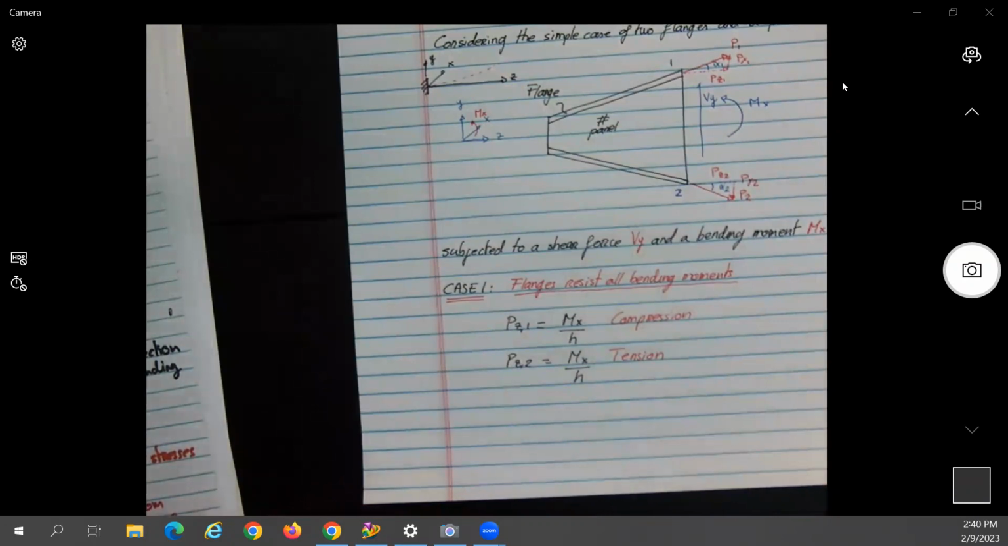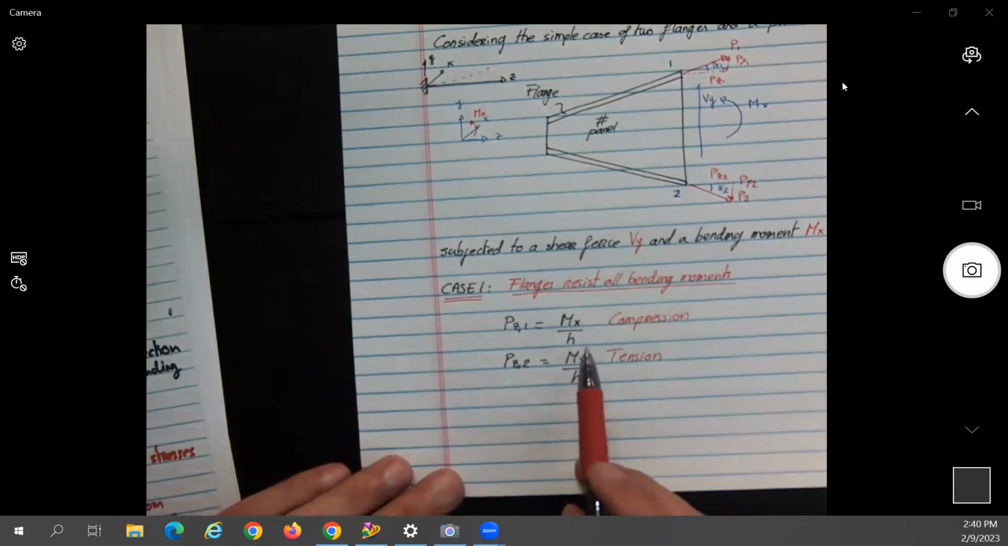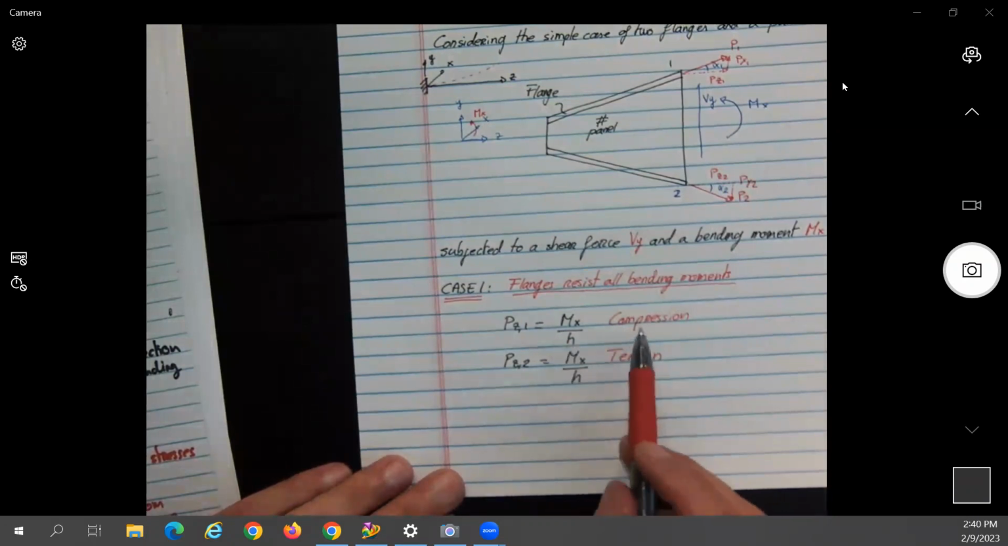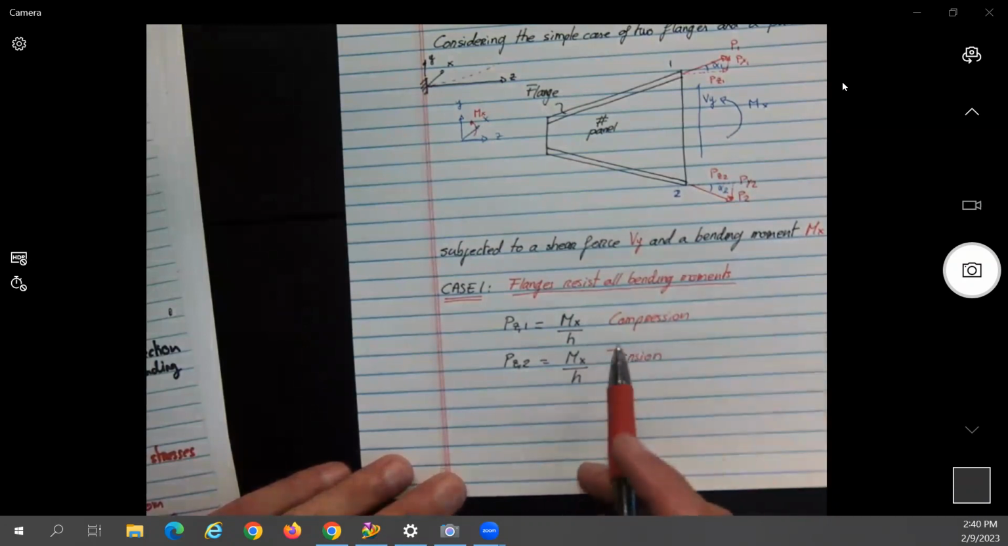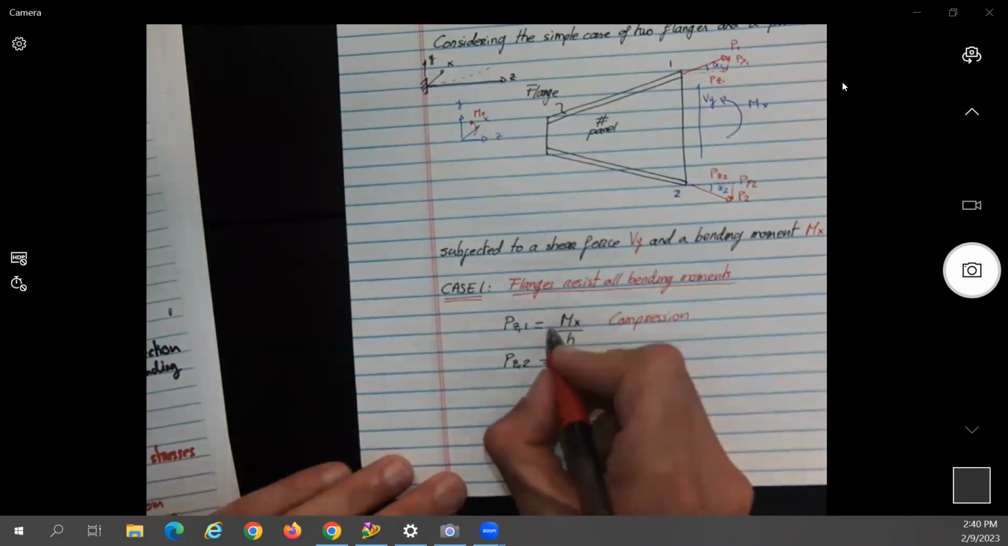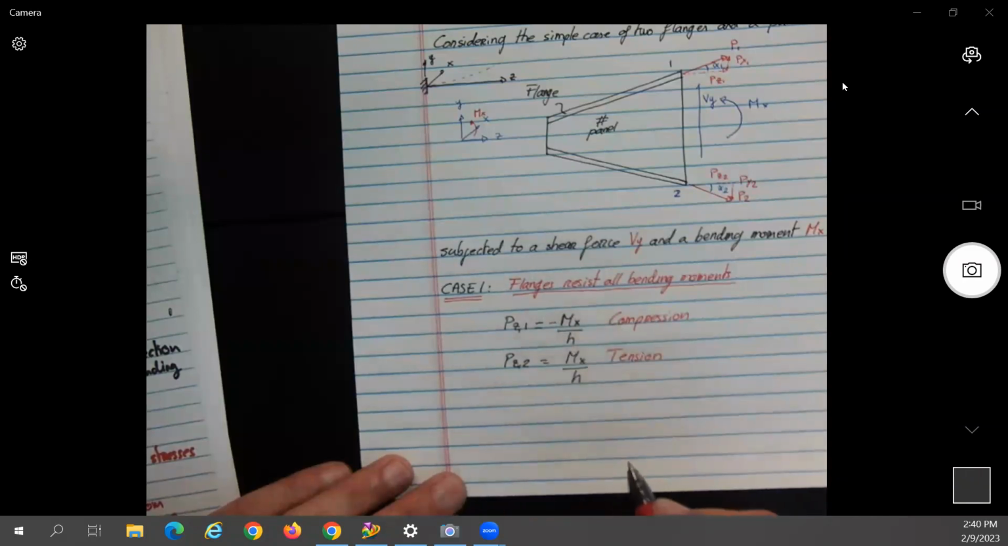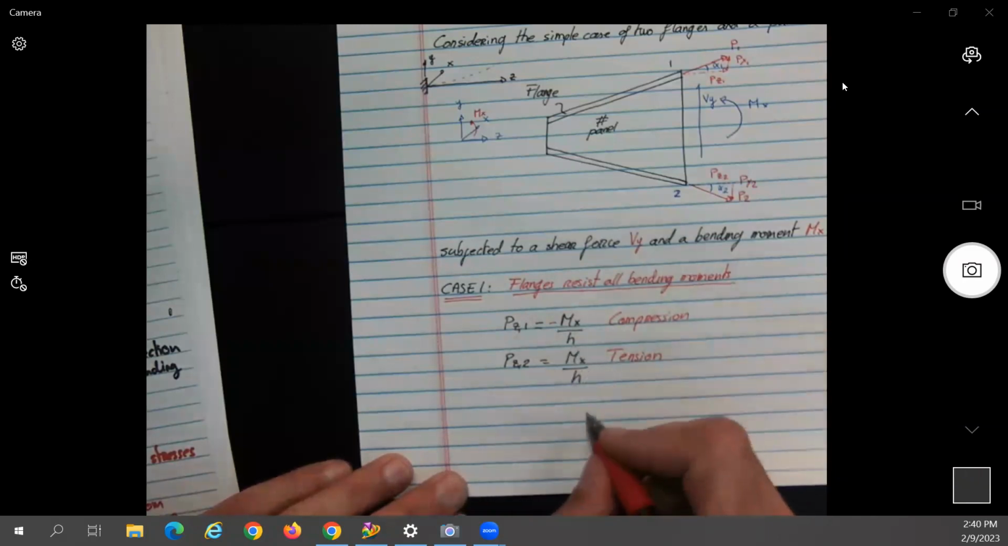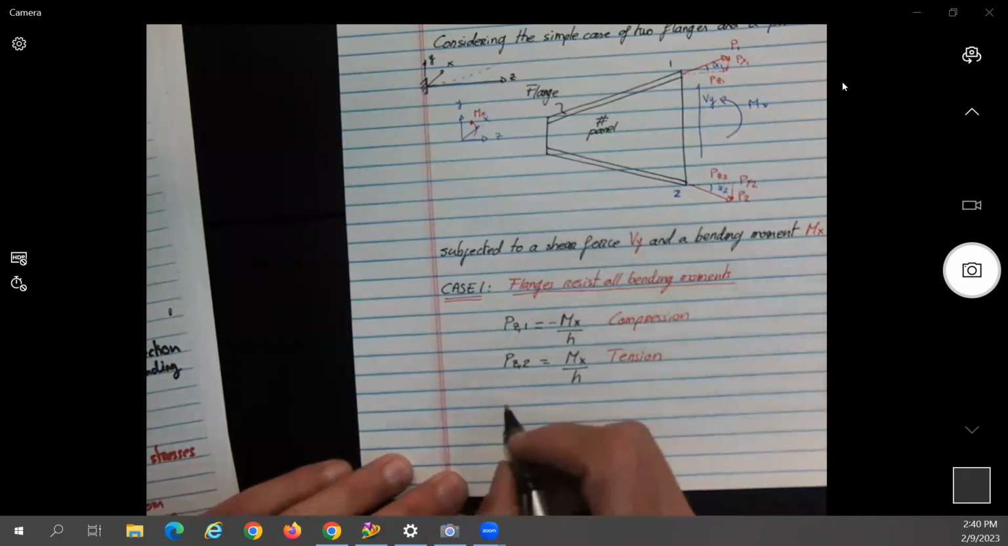Okay, so this is something that you can decide to do or not. Personally, what I like to see is that you just work with the magnitudes and that you put compression or tension. But if you don't put tension or compression, what would be the other option? You could just put a minus sign over here, and that should let me know that this is compression and the other one is tension. Because the normal sign convention is, right here, sign convention.